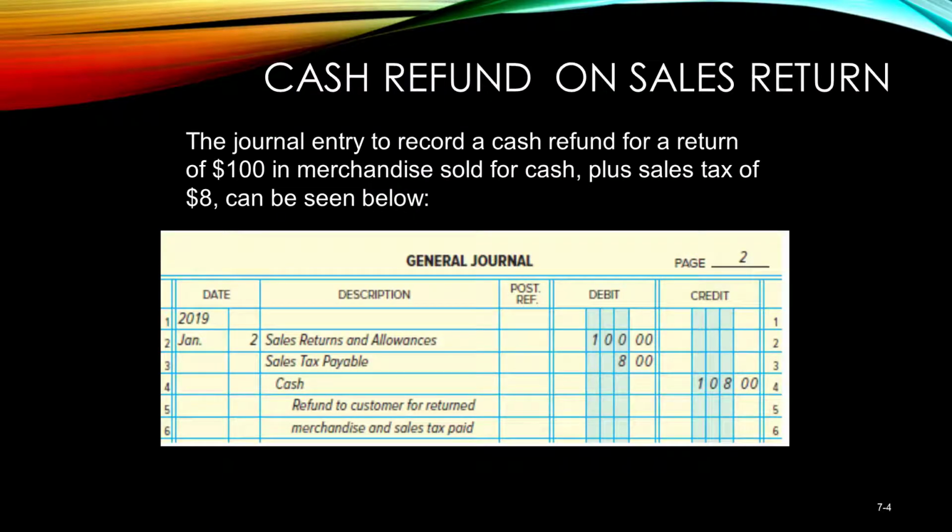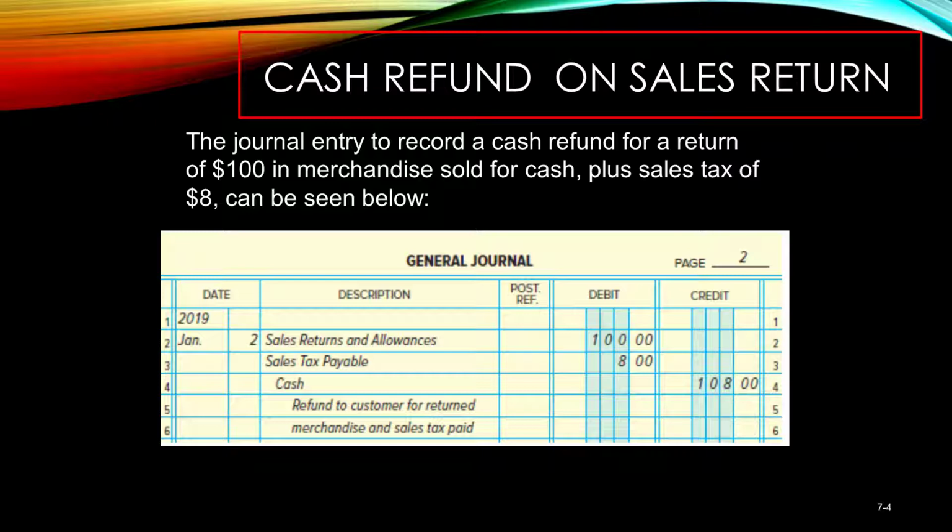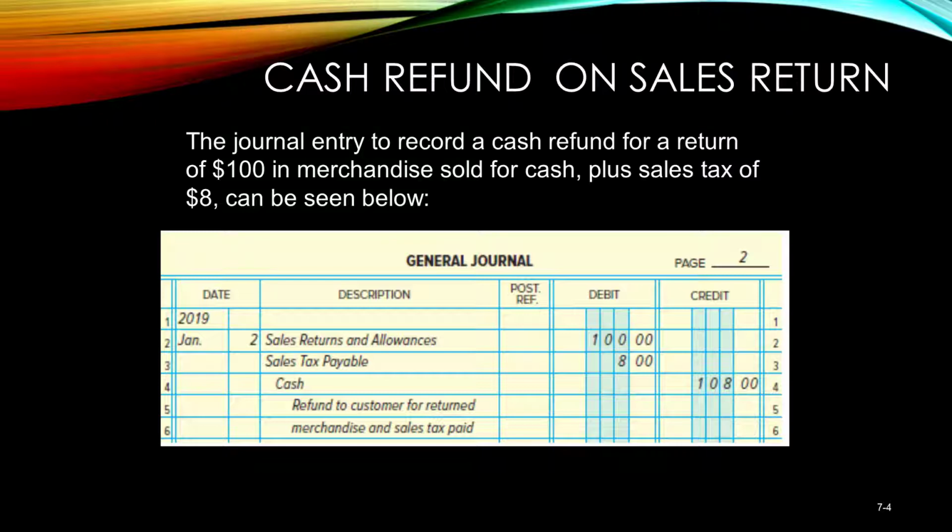If a customer previously purchased our merchandise for cash, then a cash refund needs to be given back to him when the goods are received. To record a cash refund, we debit the brand new contra account called Sales Returns and Allowances. We also debit sales tax payable to give him or her the tax back, with a credit to cash upon payment of the cash refund.